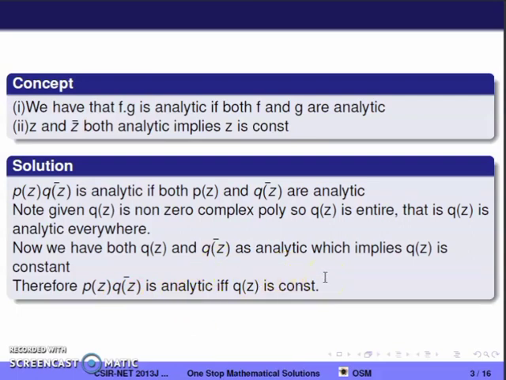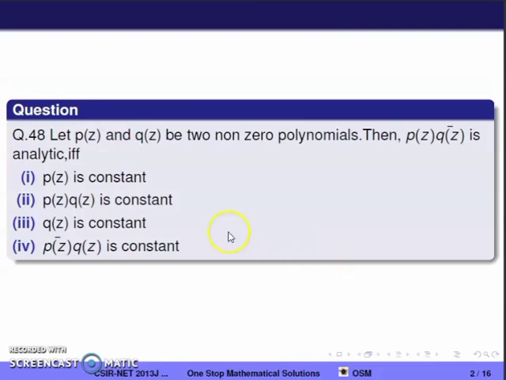So let us check the correct option now. So the correct option is the third one.